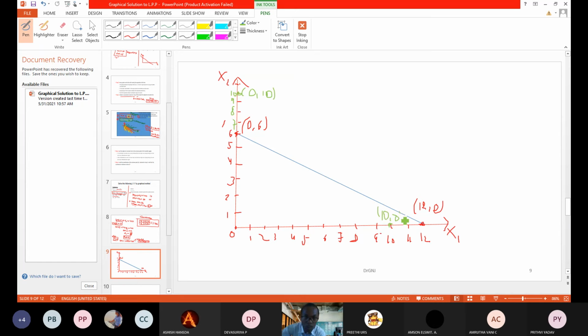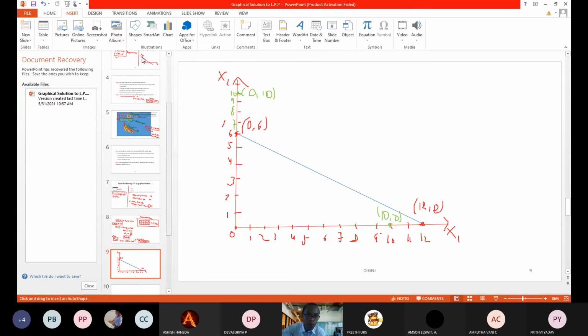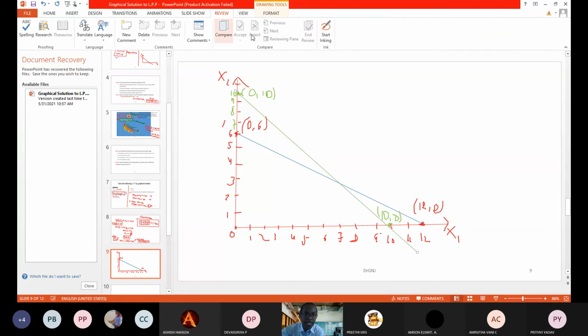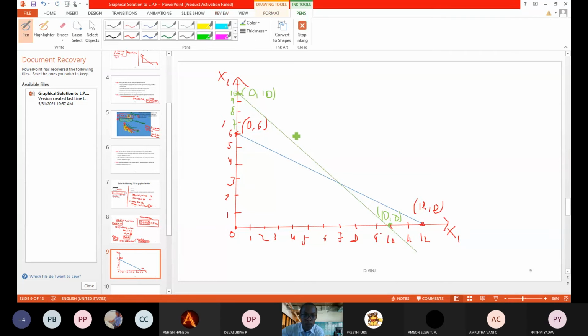Now we are going to draw this line, joining (0, 10) and (10, 0). This is the line. As you can see now, which line is this? This is line number 2. This is equation number 2. This one is the first line.